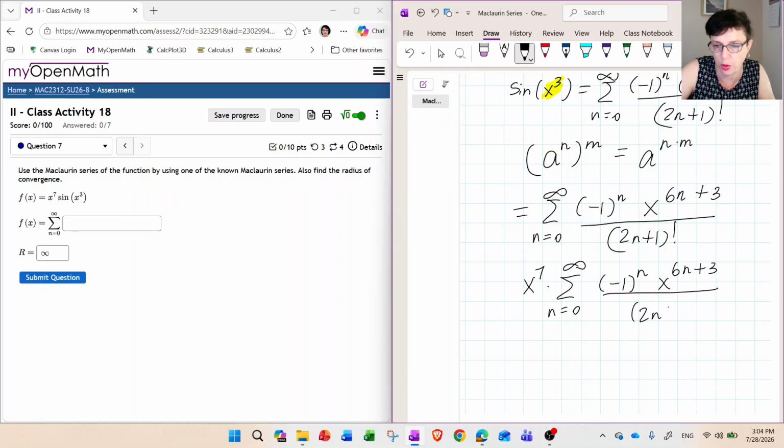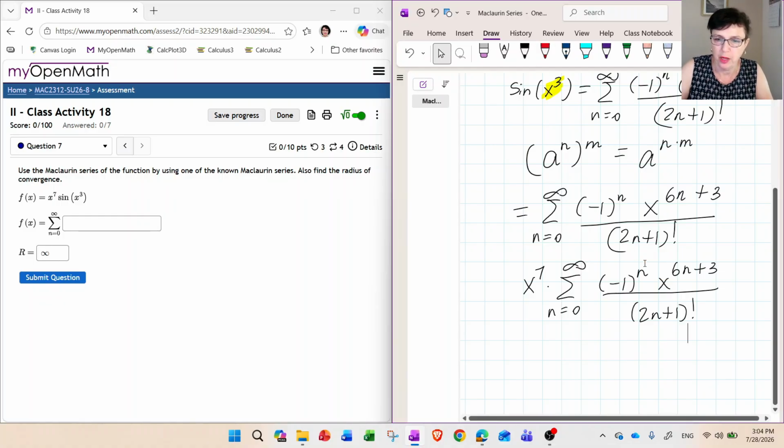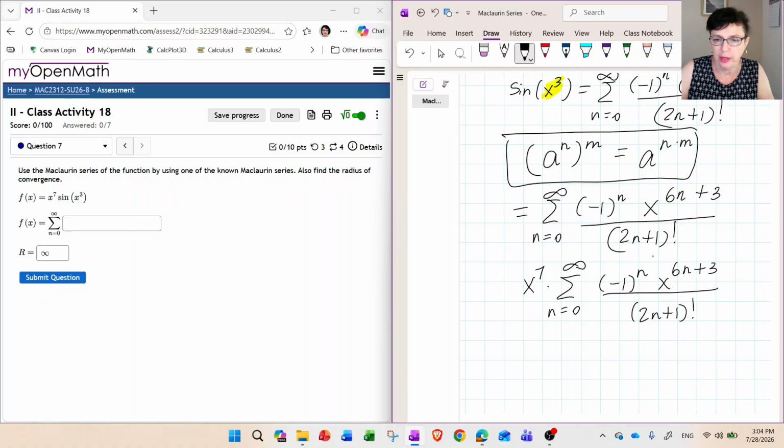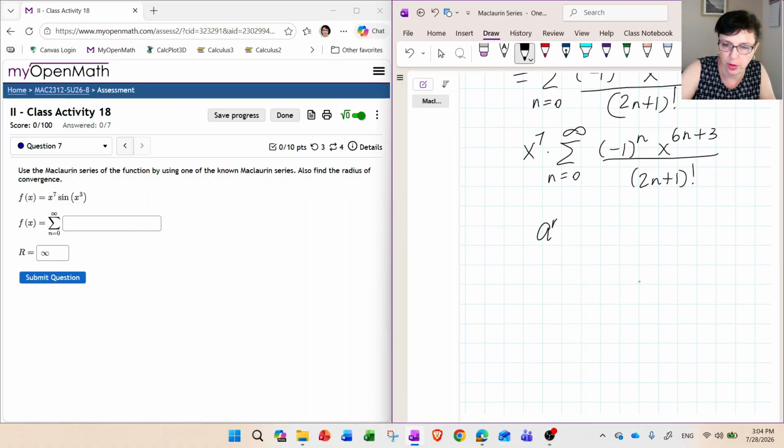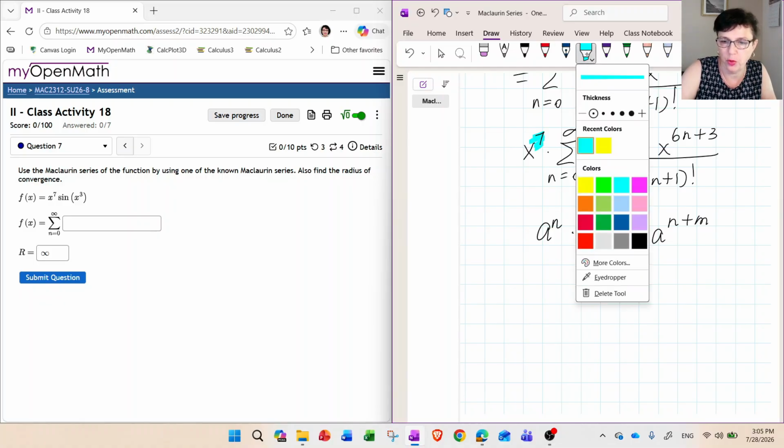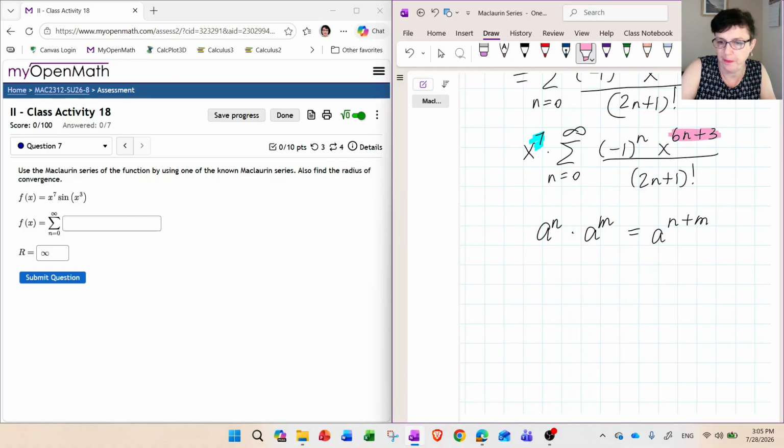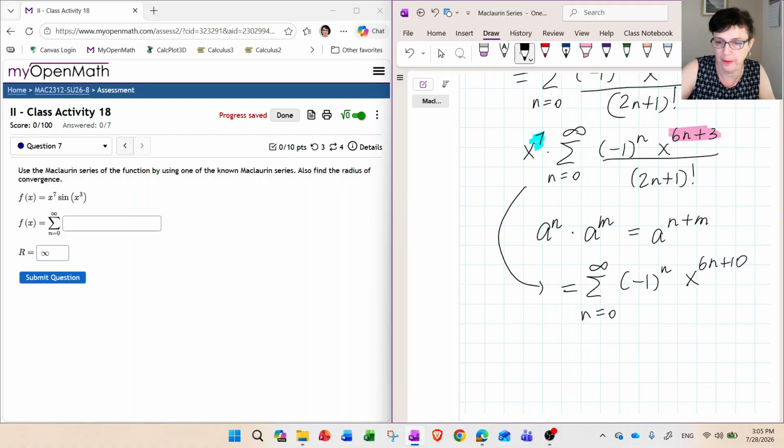Now we need to use more rules of exponents. This time, so this was one of the rules that you need to know. The other one looks like this. If you have something to a power multiplied by something to another power, the powers will add. So what am I talking about here? I'm having 7, and then I also have 6n plus 3. And this time I'm adding the powers, right? So that will give me the final answer. So I'll get negative 1 to the power n. X is going to be 6n plus 3 plus 7, which is 6n plus 10. And then I'm dividing that by 2n plus 1 factorial.